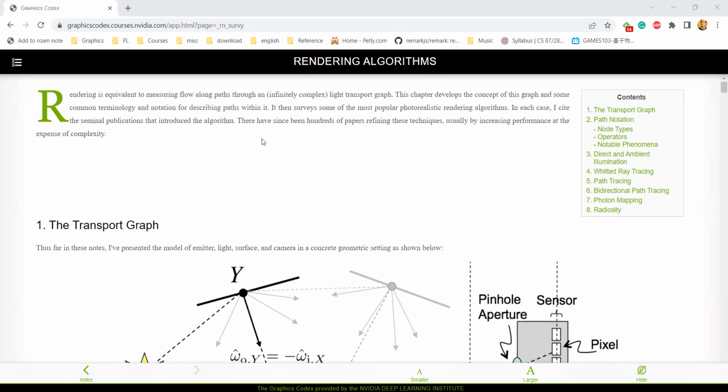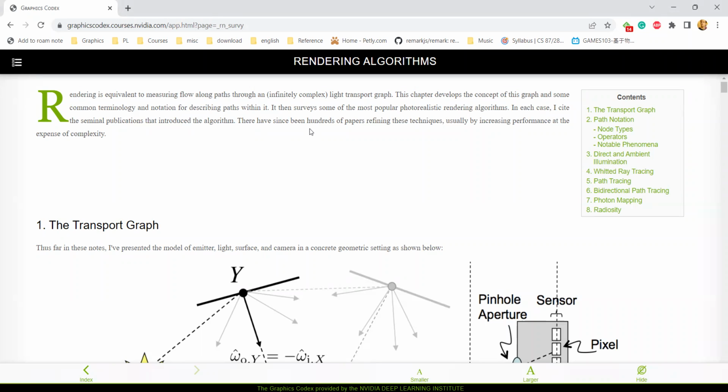Rendering algorithms. Rendering is equivalent to measuring flow along paths through an infinitely complex light transport graph. Yeah, makes sense. This chapter develops the concept of this graph and some common terminology and notation for describing paths within it. It then surveys some of the most popular photorealistic rendering algorithms. In each case, I cite the seminal publications that introduced the algorithm. Yes.